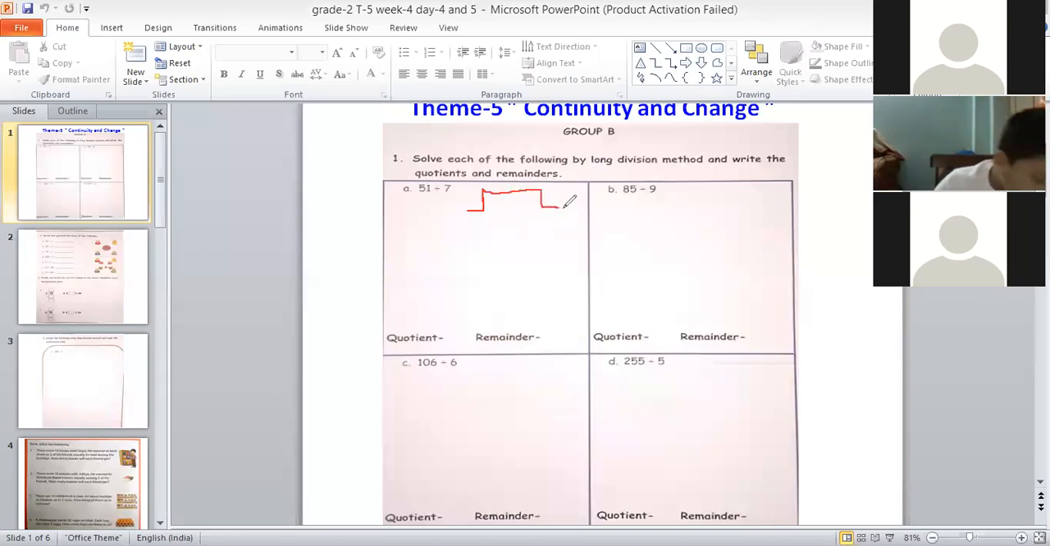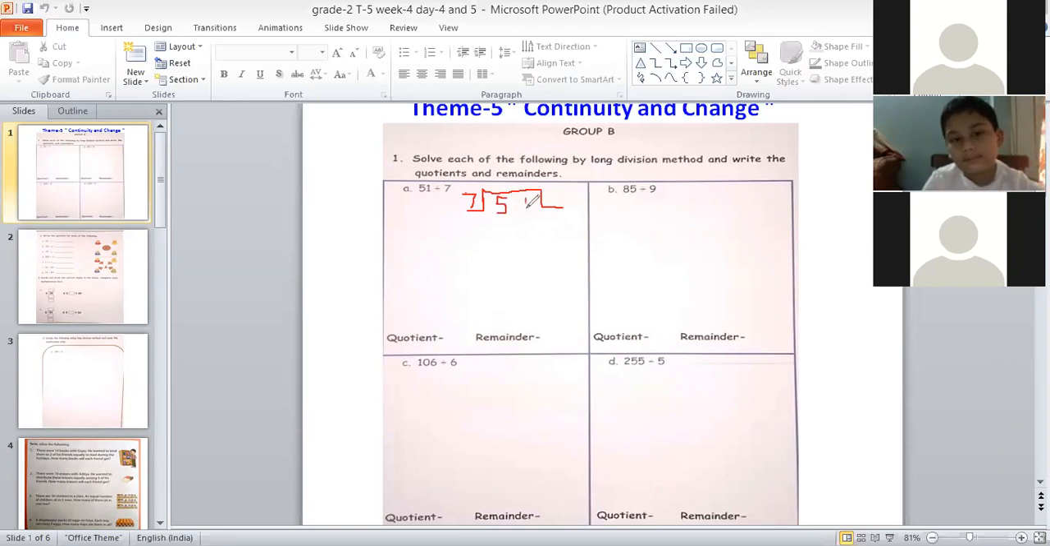Right. Okay. So which number will we write outside and which number inside? Quickly. 51 inside, ma'am. 7 outside. Yes, 7 is smaller than 51. So we will write 51 inside and 7 outside. Okay, fine.